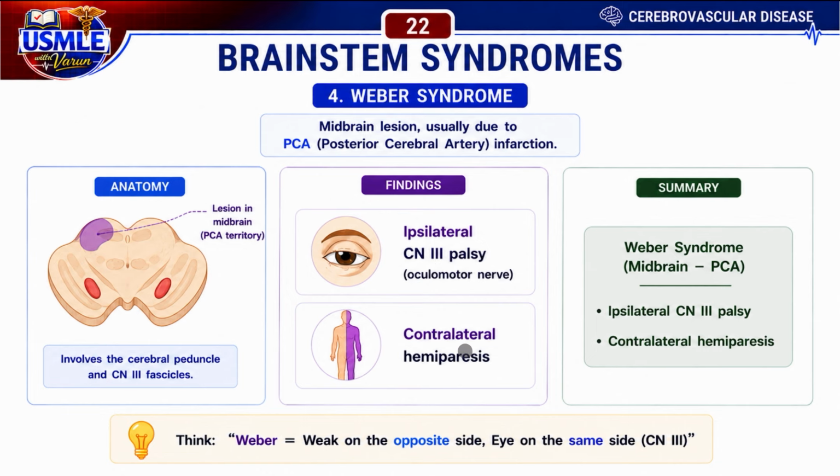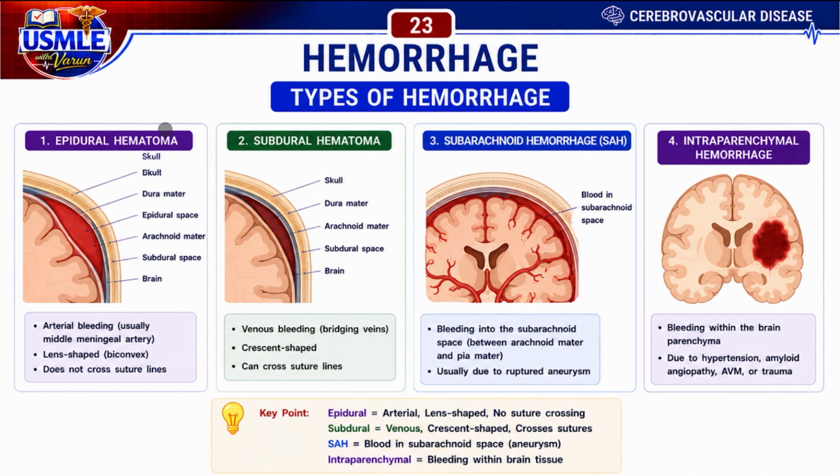So there's weakness on the opposite side. Again, in this Weber syndrome also there are crossed findings. So it's usually associated with ipsilateral cranial nerve 3 palsy, ipsilateral oculomotor nerve palsy, and also contralateral hemiparesis. Weber syndrome, because of PCA involvement, could be associated with ipsilateral cranial nerve 3 palsy and contralateral hemiparesis. There is weakness on the opposite side and eye involvement on the same side in case of Weber syndrome or PCA involvement. There are four major types of intracranial hemorrhages: epidural, subdural, subarachnoid, and intraparenchymal.